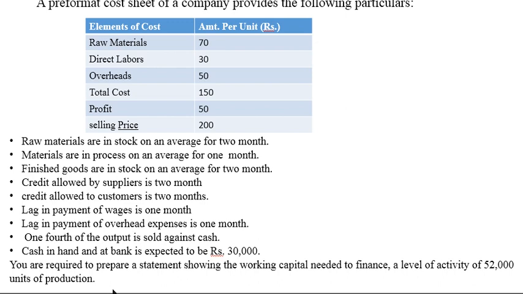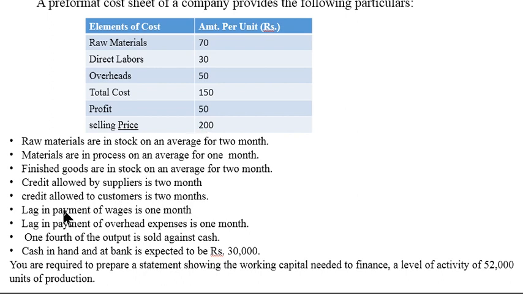Okay, cash in hand at bank 30,000. You are required to prepare a statement showing working capital requirement. Now what we will do is, see here we don't have the total raw material, total wages, total labor, etc. So first, when the per unit figures are given, we can calculate cost of production and cost of sales together.